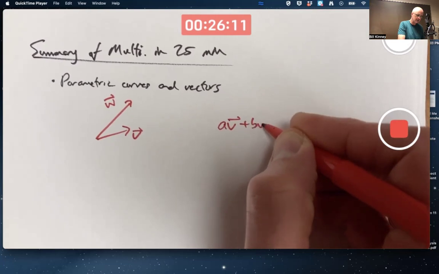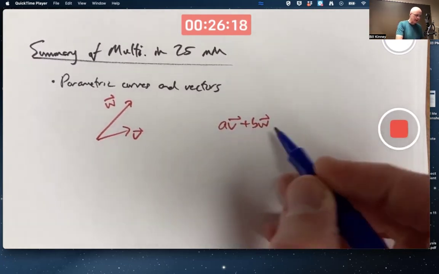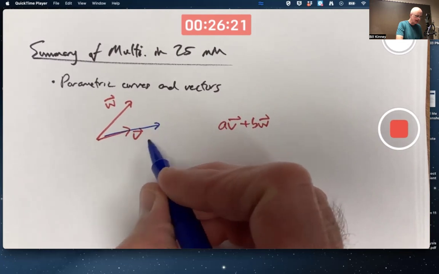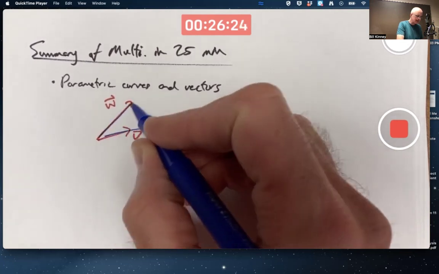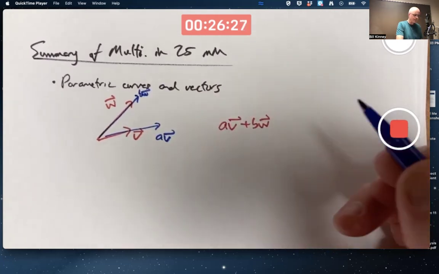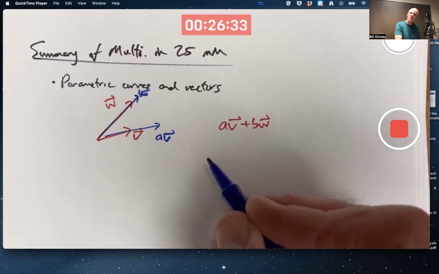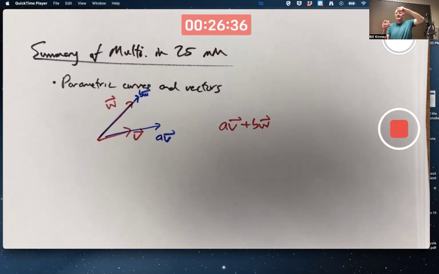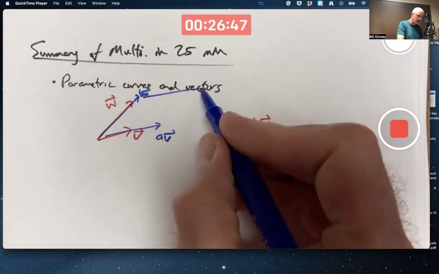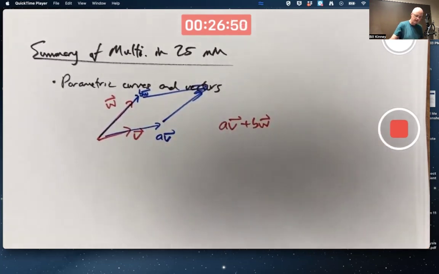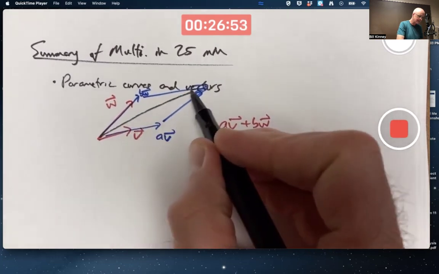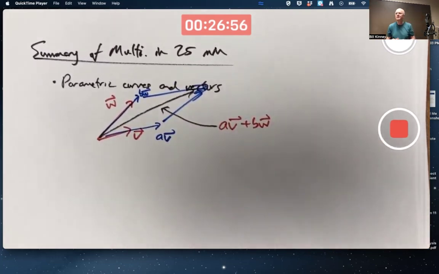AV plus BW. If A and B are positive, they rescale V and W. So maybe that's AV and this is BW. I've drawn them. So A is maybe about 1.8 and B is maybe about 1.2. So A has made V about 1.8 times longer and B has made W about 1.2 times longer. If they are negative, they go in the opposite direction. You add them via the parallelogram law, and so the linear combination like that would ultimately be a vector that looks about like this. That would be AV plus BW.